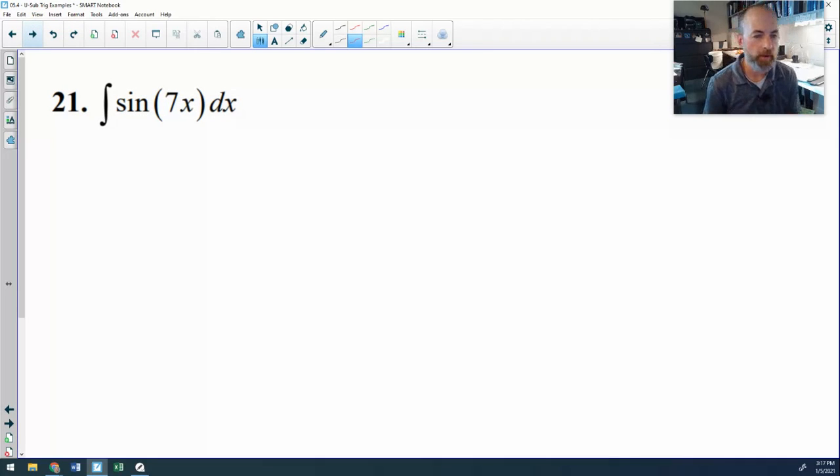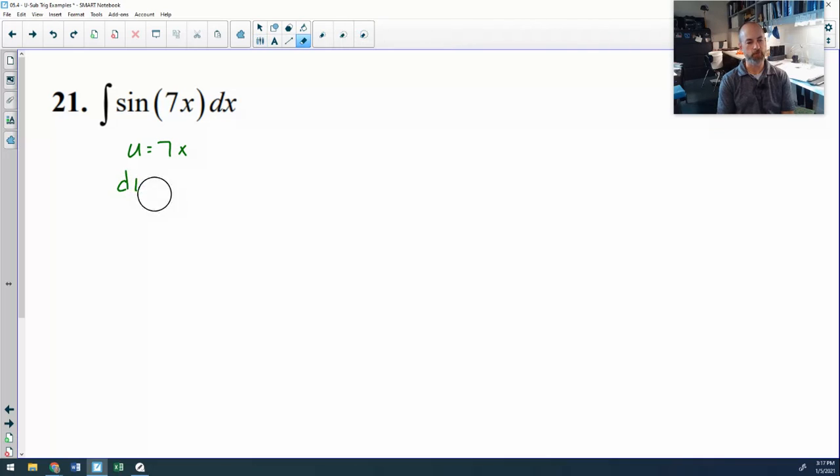Let's start with number 21, which is the sine of 7x. I see 7x inside my sine function, so that's where my eyes are drawn for a choice of u. Now the most important part of u-substitution is making sure that du is accounted for. It's not so much the u, it's the du. We're really focusing on the derivative of your choice for u, and the derivative of my u is 7 dx, so I want to account for 7 dx.